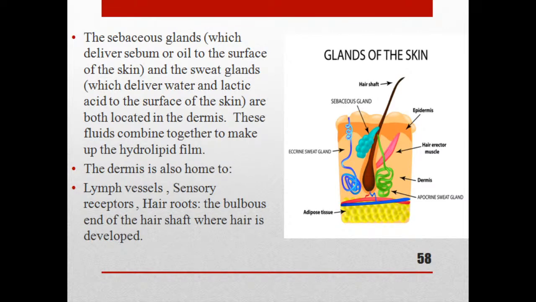The sebaceous glands deliver sebum or oil to the surface of the skin, and the sweat glands deliver water and lactic acid to the surface of the skin. Both are located in the dermis. These fluids combine together to make up the hydrolipid film. The dermis is also home to lymph vessels, sensory receptors, hair follicles, and the papilla at the end of the hair shaft where hair is developing.